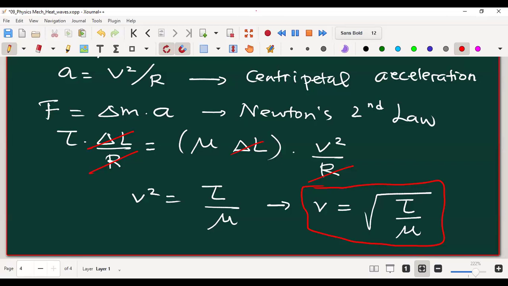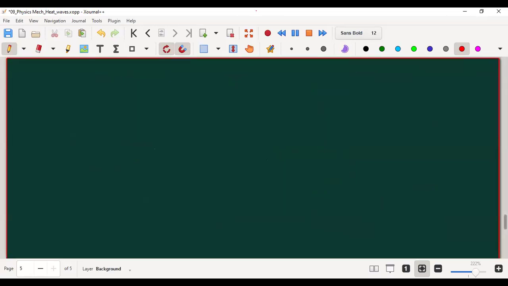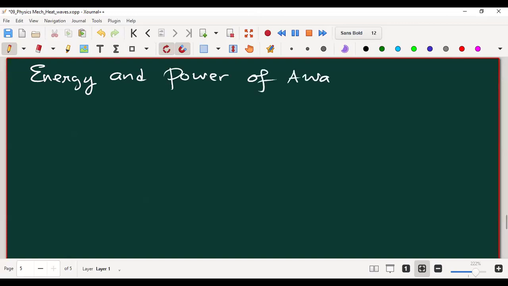And then the next is energy and power of a wave traveling along a string. Energy and power of a wave traveling along a string.